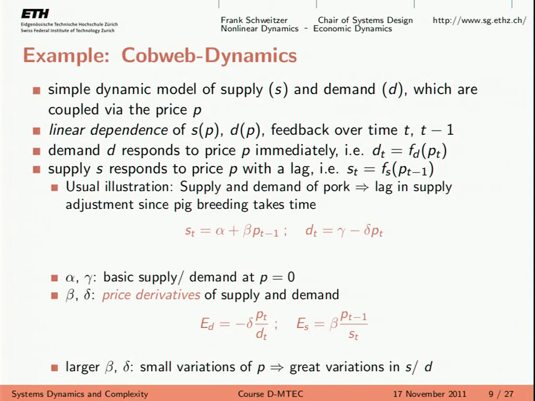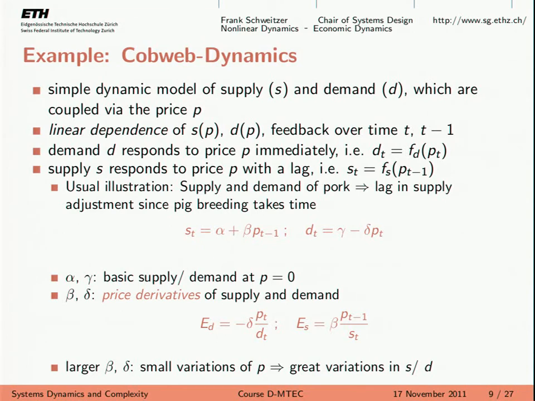Here the parameters alpha and gamma are the basic supply and demand at price zero. They're kind of idealized versions, of course. If the price is zero, we probably won't have a market. But here we basically assume that this is a basic demand and supply, which are always there, like demand and supply for air, if you'd like.